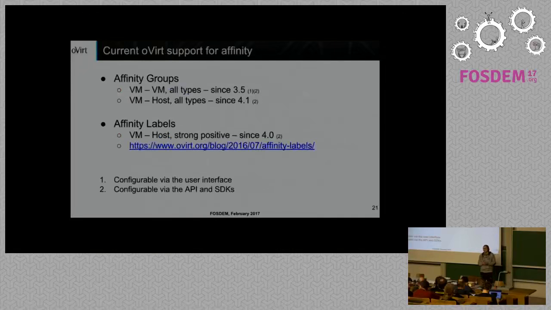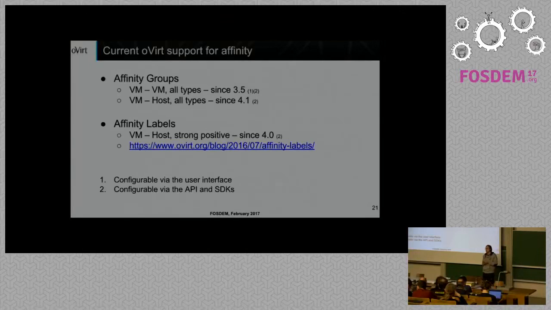So the current support in oVirt: we've been supporting VM to VM affinity since, I think, oVirt 3.5. That's like a year and a half ago, something like that. And that's supported both in the web admin, in the administration interface, and using REST API and SDKs. We support VM to host affinity since 4.1. That was just released yesterday, if I remember correctly. And that only supports API and SDKs. Currently, we have no UI for that.